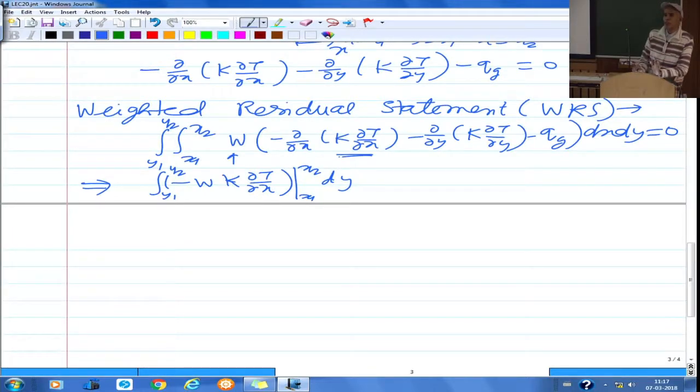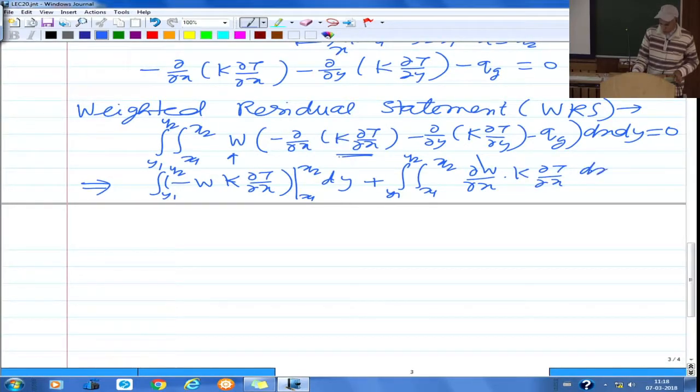We are doing the integration by parts with respect to x. So the y integration remains. This is the first function into the integral of the second, which is del by del x, and the integral and derivative cancel. So you get k into del T by del x. Since this is a definite integral from x1 to x2, you will have to put the limits from x1 to x2, and the y integration remains the same. Then the second term would be minus minus plus, the integration from x1 to x2, integration from y1 to y2, the derivative of this, which will be del w by del x, and the integration of this, which is k into del T by del x, dx dy.